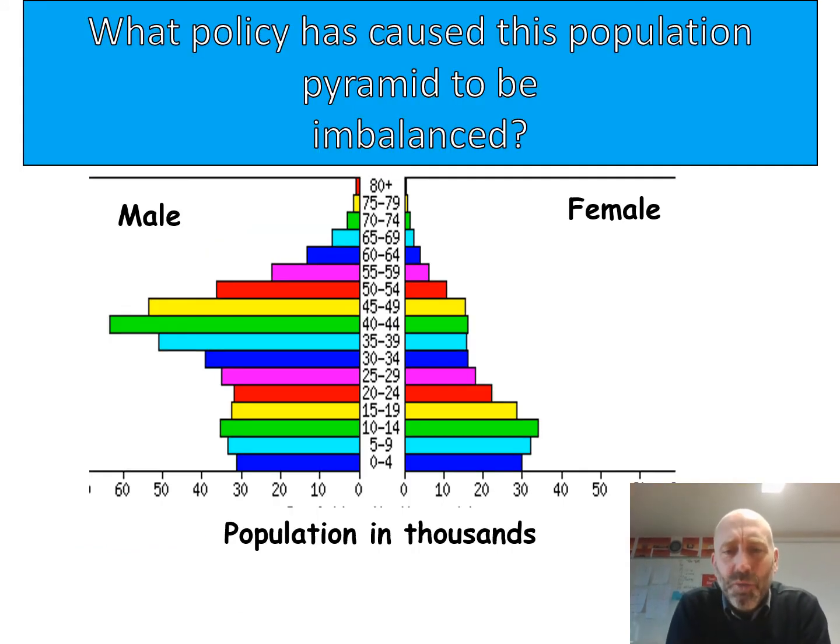Have a think about this one. What policy may this country have encouraged to make the population pyramid look like this? So you've got a bigger group of males between, say, 30 and 54, or 30 and 49.